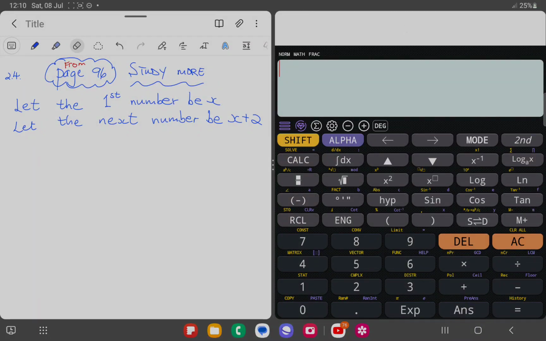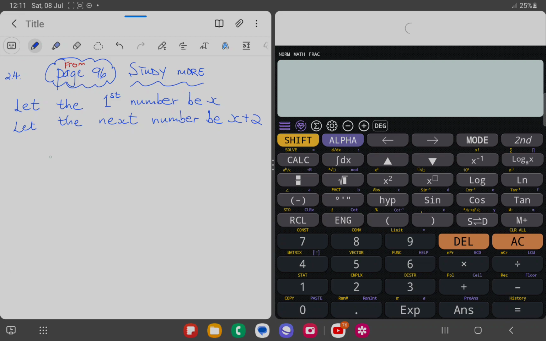Question 2.4. The product of two consecutive odd numbers is 63. Calculate the numbers. You can learn about this more from page 96 onwards, about the word sums on page 96 from your textbook. Odd numbers, you know what odd numbers are.